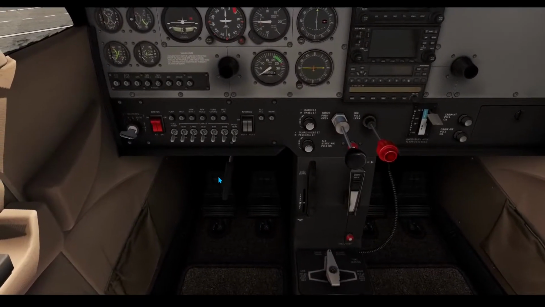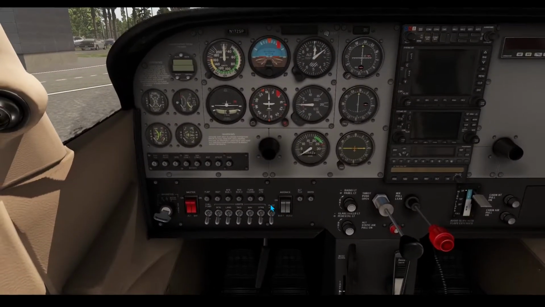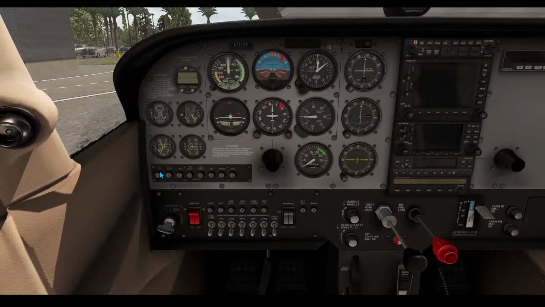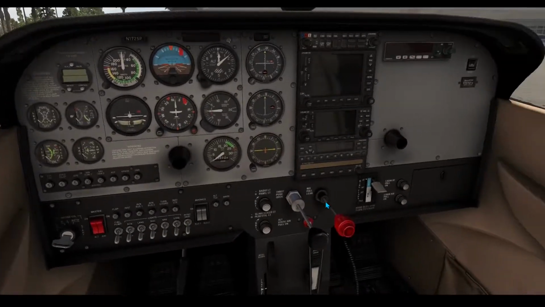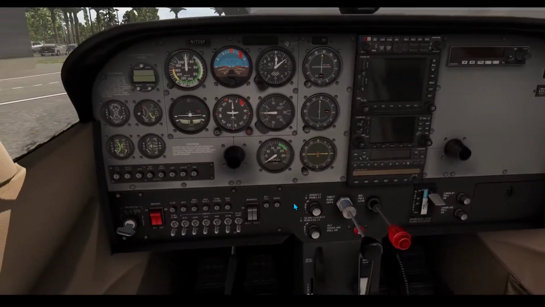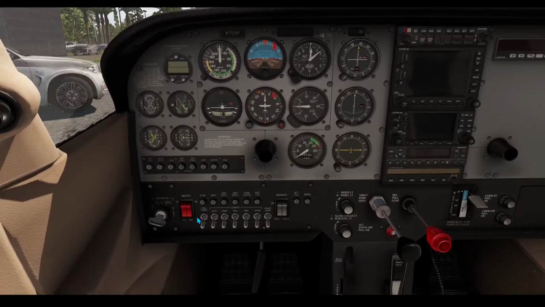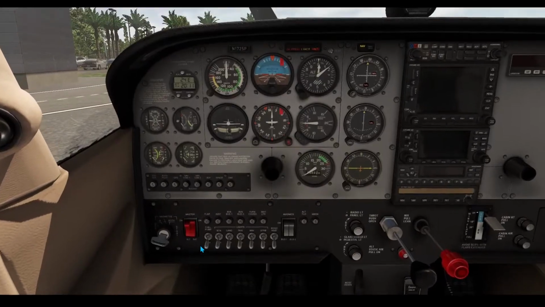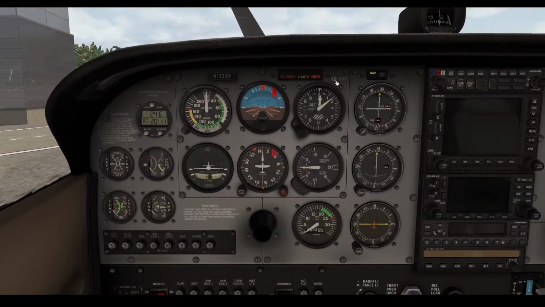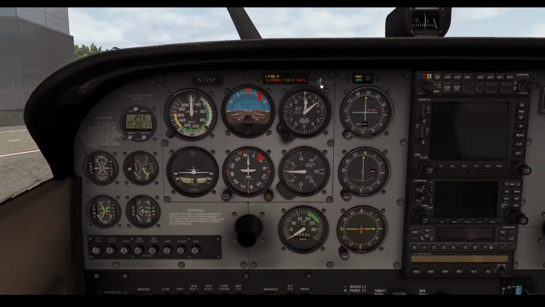set, avionics switches off, and also this circuit breaker, those and those all in. Okay, battery on, light test.